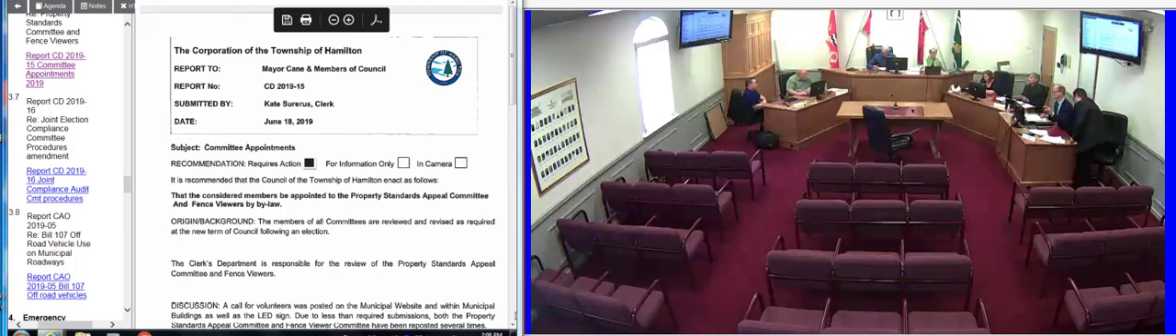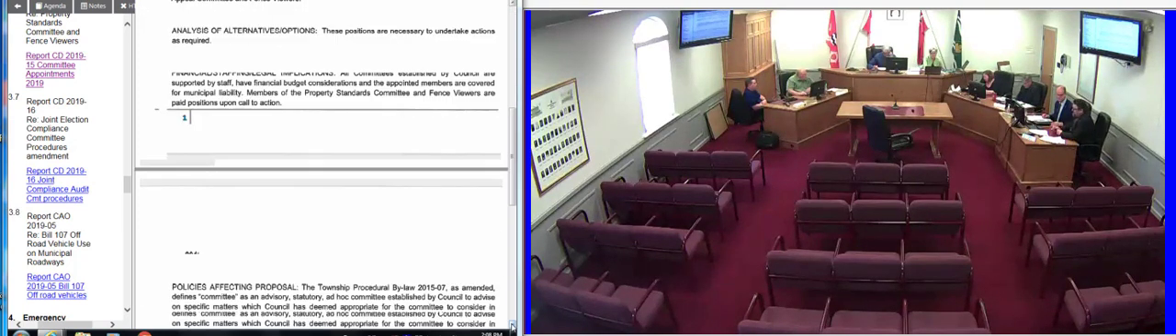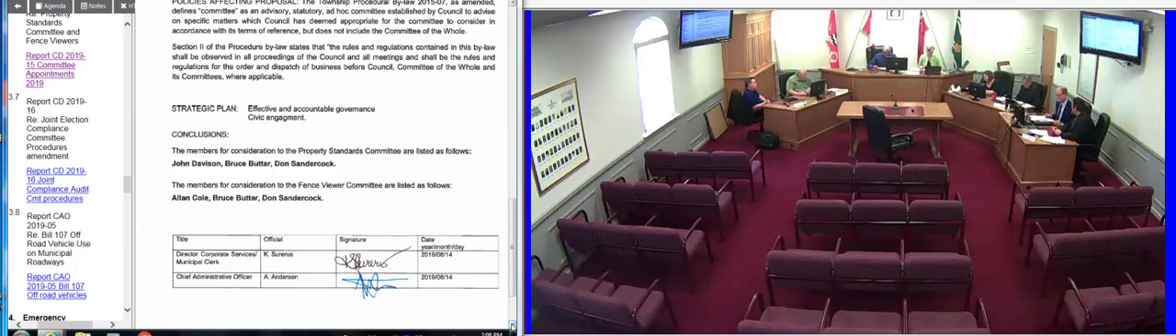13.6, property standards. Mover and a seconder that report CD 2019-15 regarding committee appointments be received, and that the council of the Township of Hamblin enacts as follows. The council approve the following as members of the Property Standards Appeal Committee: John Davidson, Bruce Butter, Don Sandercock. And fence viewers, Alan Cole, Bruce Butter, Don Sandercock. And further, that the appointment bylaws be brought forward to council for consideration.